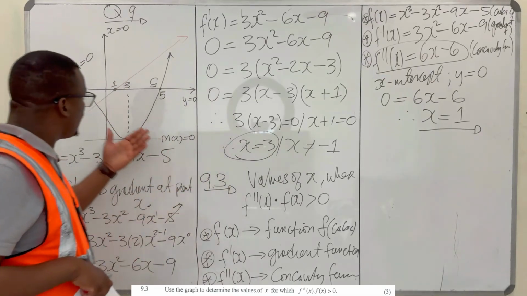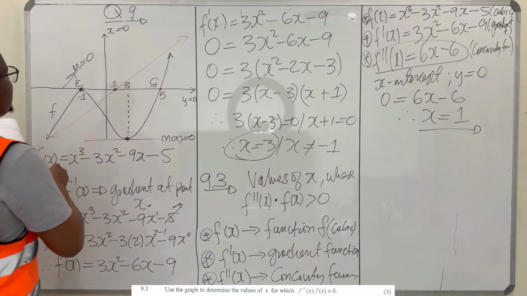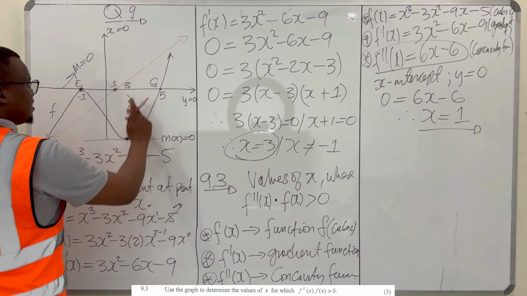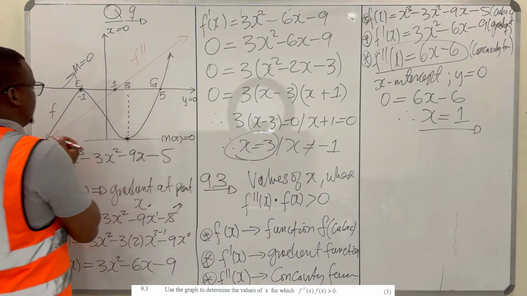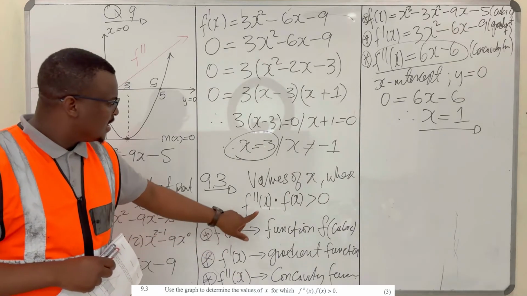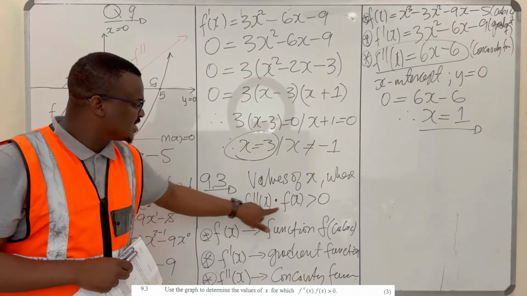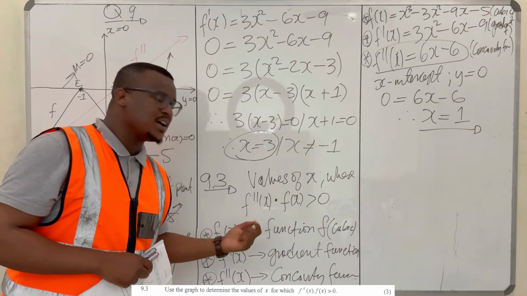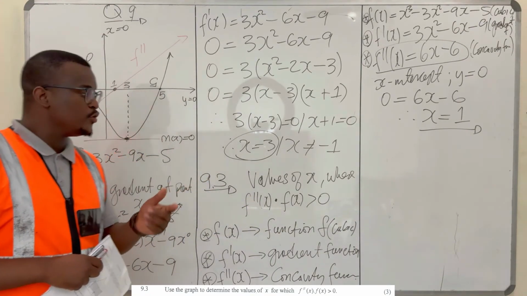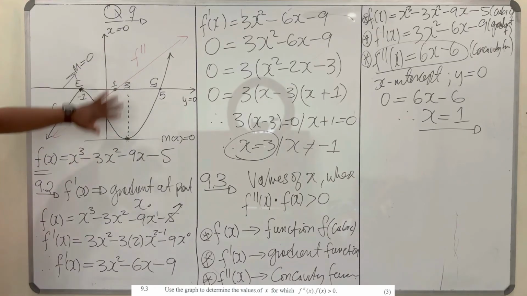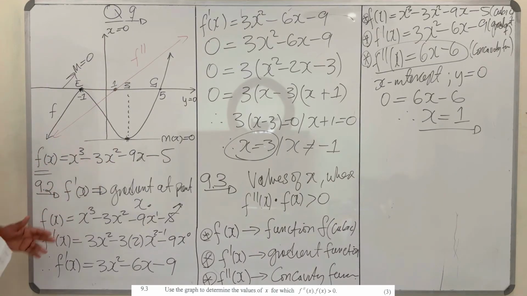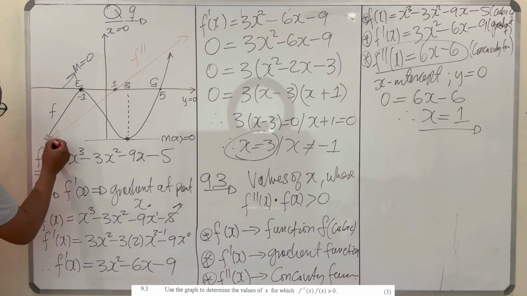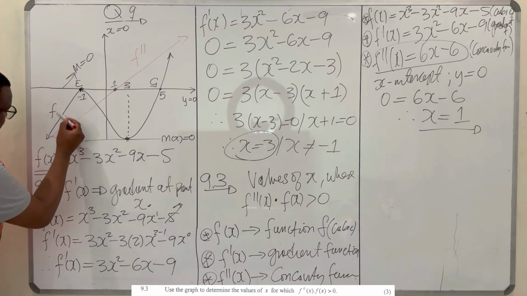So what you have here, this is your f, the black function. The red function is f double prime. I'm saying the product of these two functions is greater than 0. It's either both of these functions are positive or both negative. So we'll have to look at that here on this function. So let's do that. You can see f is less than 0 here, right?